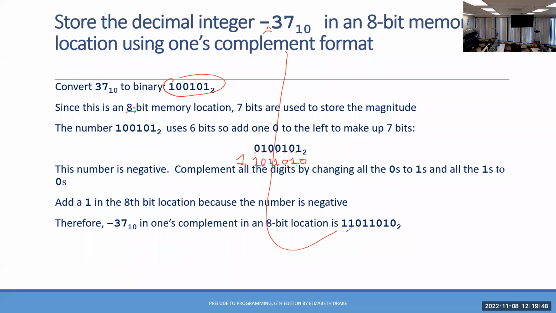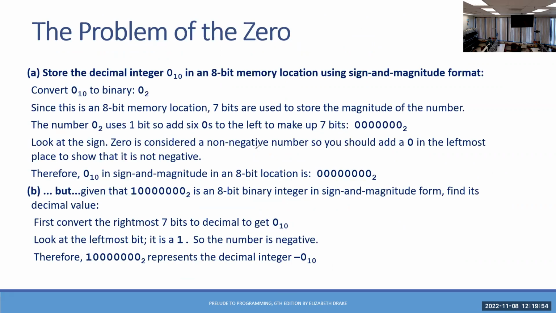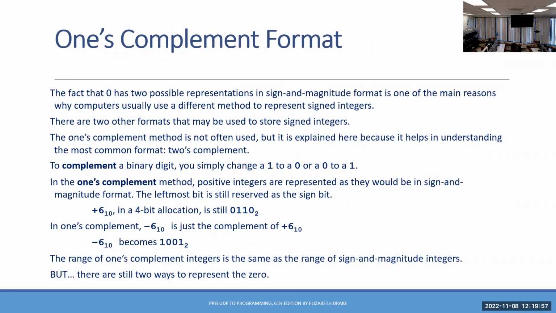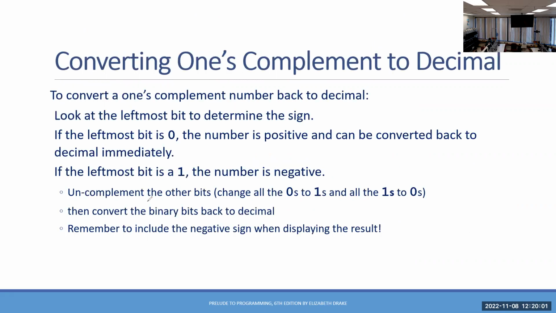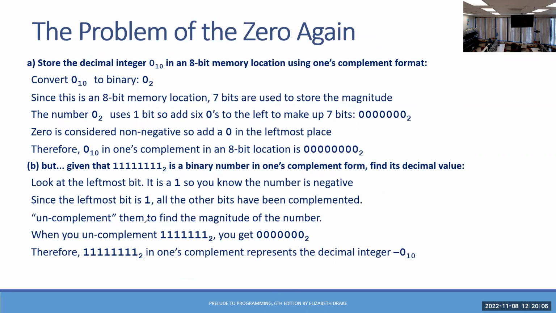Now, if you remember in the case of sign magnitude, you have the problem of 0. In one's complement also, you have the same problem, the problem of the 0 again. Now think about this one here. If you work with one's complement, what is the value of this one? 0 again, right? You see that it is a positive sign.